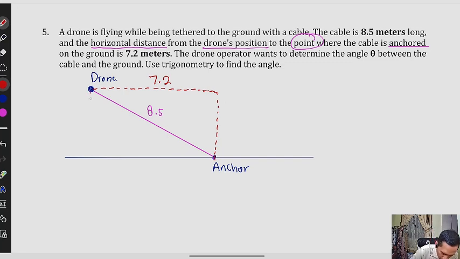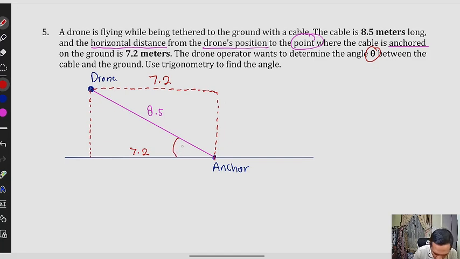When we project it on the ground, the ground here is 7.2 also, right? It's like a rectangle there. So we have 8.5, we have 7.2. 8.5 is the cable length. 7.2 is the horizontal distance from the drone to the anchor. The drone operator wants to determine the angle theta. What is theta here? It is the angle between the cable and the ground. So we have the ground, we have the cable, so theta is here.